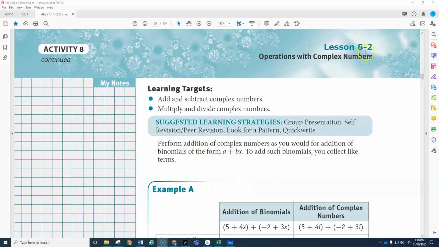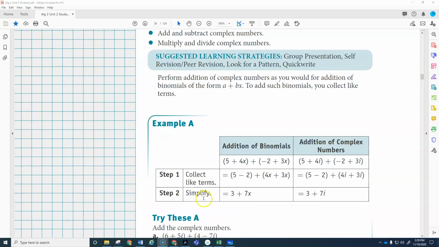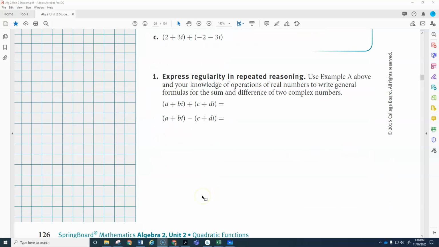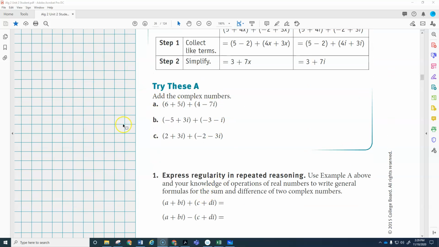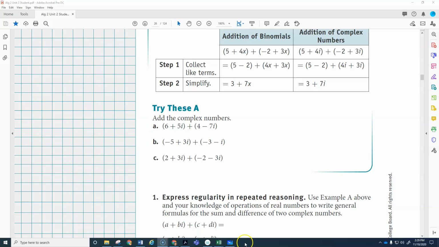So we're working on activity lesson 8-2, where we're going to learn how to add, subtract, multiply, and divide these complex numbers. So I'm on page 126, and I'm going to work with you this first group of Try These, A.